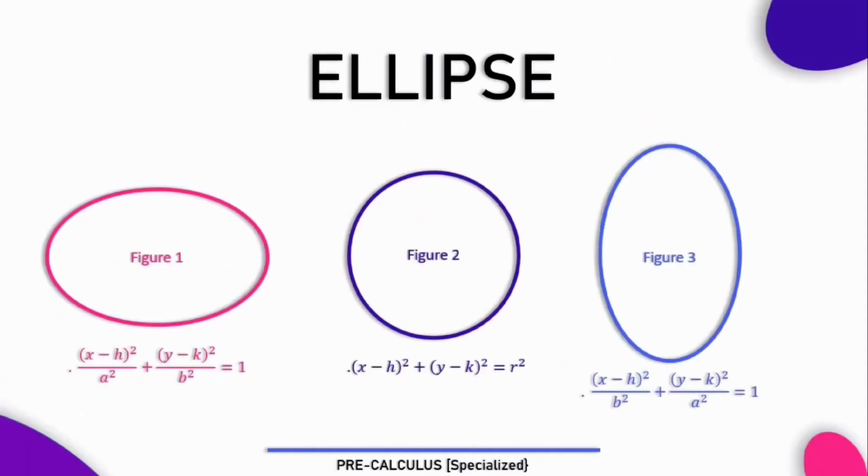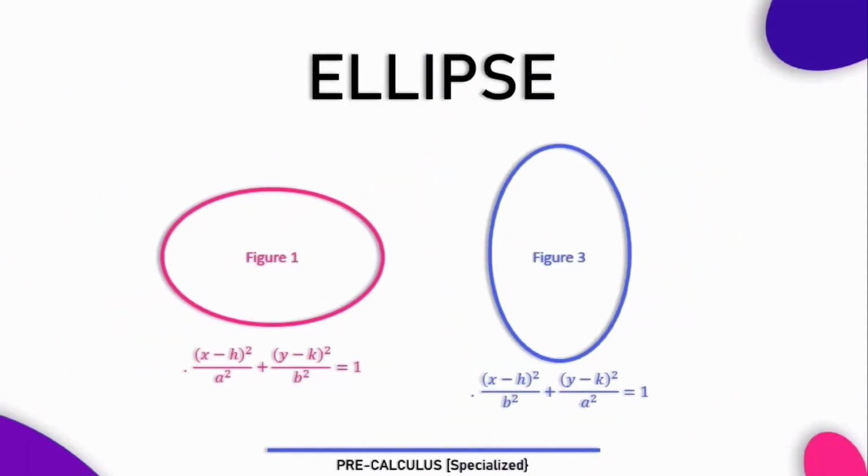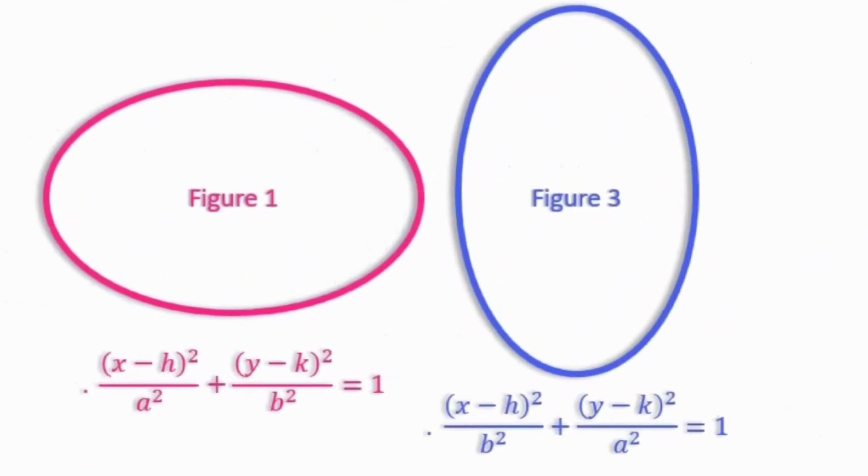Almost the same, right? But look at their denominators. Sa unang ellipse, ang denominator ng x minus h squared ay si a squared. And yung denominator ng y minus k squared is yung b squared. While sa pangalawang equation, nagkabaligtad. B squared ang denominator ng x minus h squared at a squared naman ang denominator ng y minus k squared. Diba? A is greater than b. Sa mga denominators, ang larger na number ay si a. Pag mas maliit, that is b.